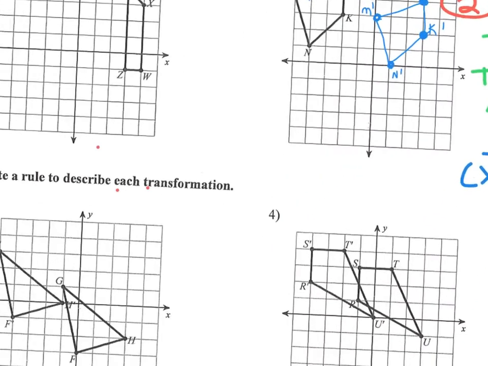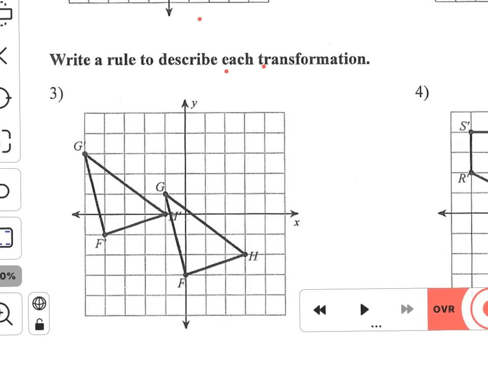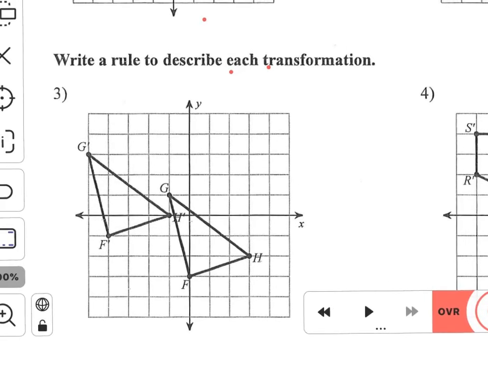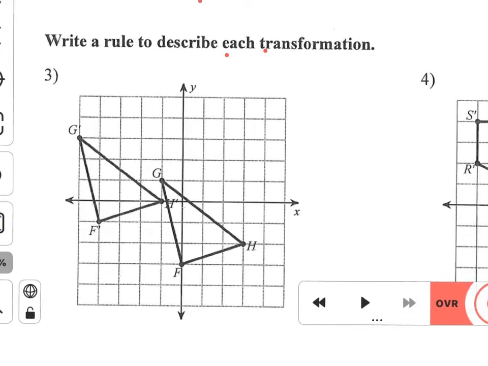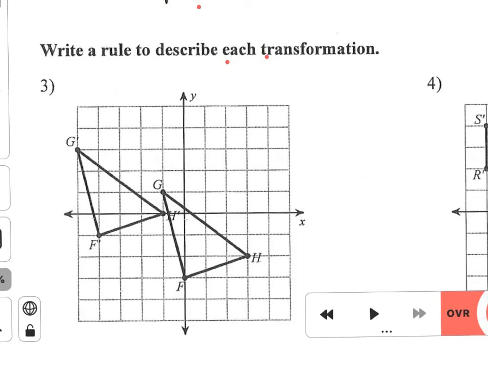Okay. So for the last 2 examples with transformations, that is a translation, we are going to write a rule to describe each transformation. So we need to recall that x plus means that we're moving an object, a segment or a point, right, x minus means left, y plus means up, y minus means we're going down. So I'm going to take a look at 2 points that are the same. Just one is my pre-image, the other is my image. So I think I'm going to pick G and G prime.